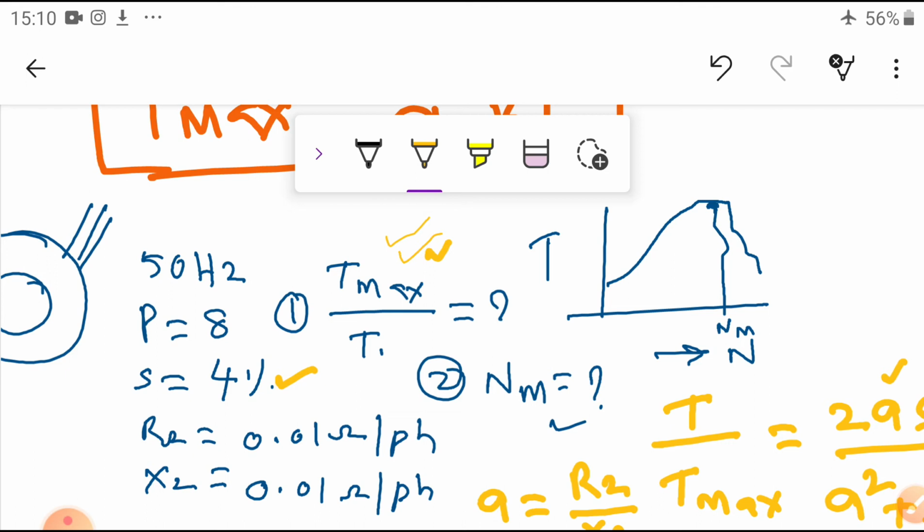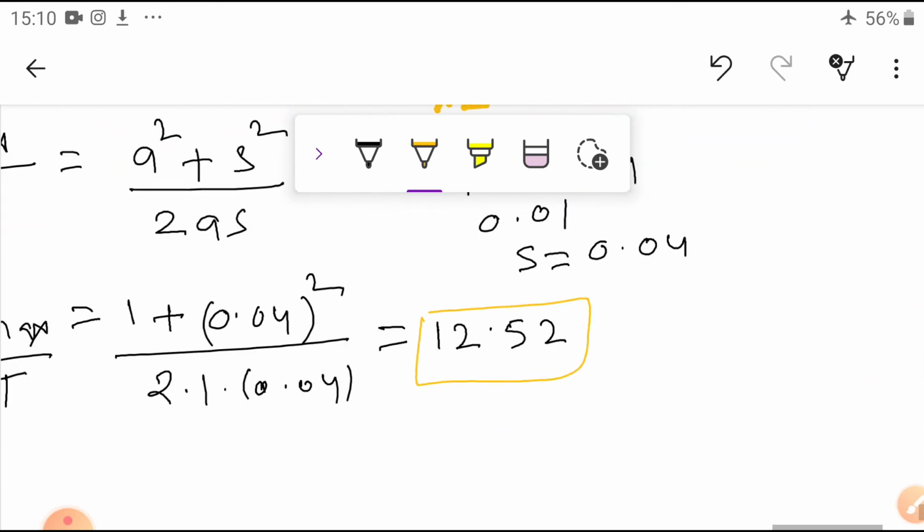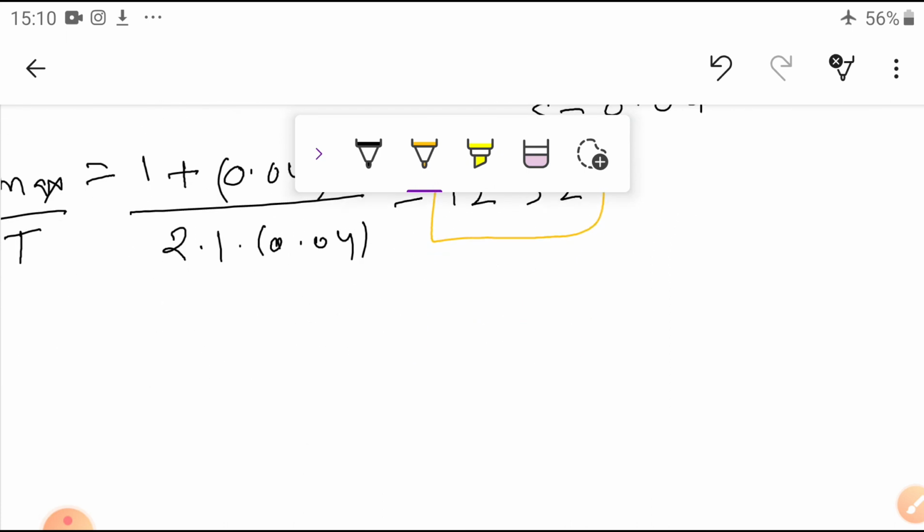Now the next case, what is being asked? The speed at which the maximum torque occurs. That means at which speed. What is the condition for maximum torque? So we are going to that. The condition is Sm, the slip at which maximum torque occurs, which is equal to a, that is, R2 by X2.